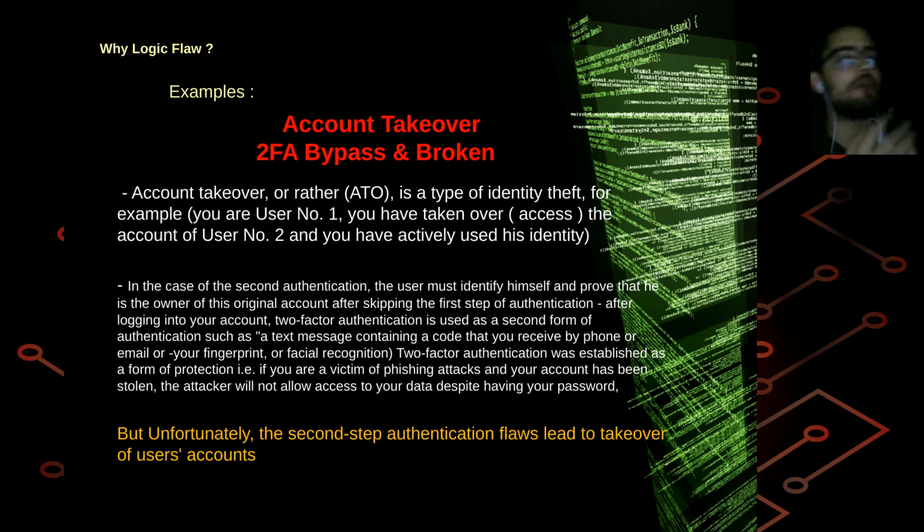So what does two-factor authentication mean? In the case of the second authentication, the user must identify himself and prove that he is the owner of the original account, after passing the first step of authentication. So after logging into your account, two-factor authentication is used as a second form of authentication, like a text message containing a code that you receive by phone or email, your fingerprint or facial recognition.